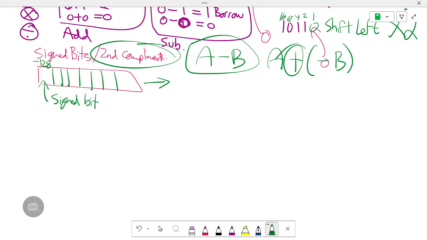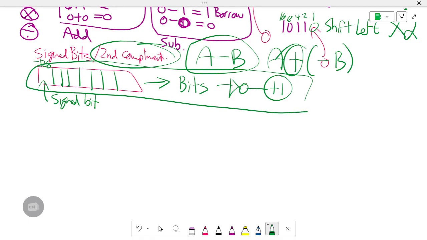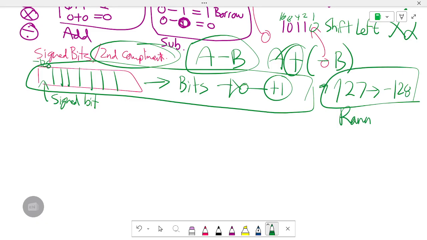How to do it? Well, you take your bits. What is the rule for two's complement? Take the bits. You're going to NOT the bits, plus 1. And that's it. That's the two's complement right there. I'm not going to go into details. For the sign bit, the range you can do is positive 127 to negative 128. This is the max range for the sign bit. All right, sign bit's done.